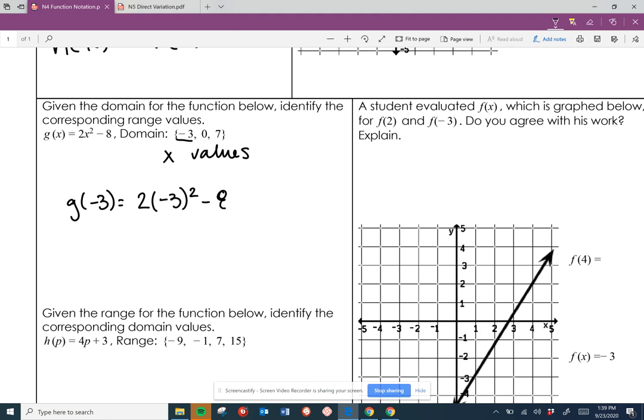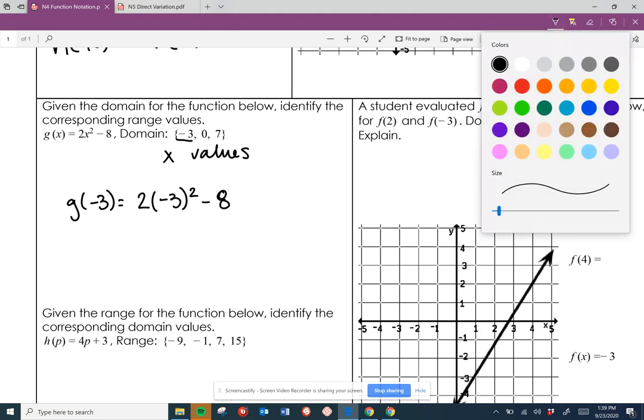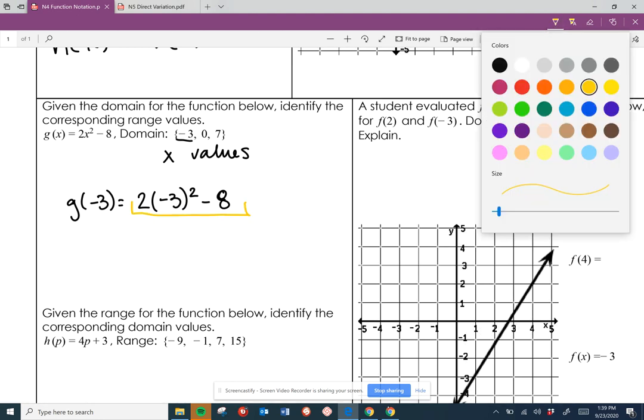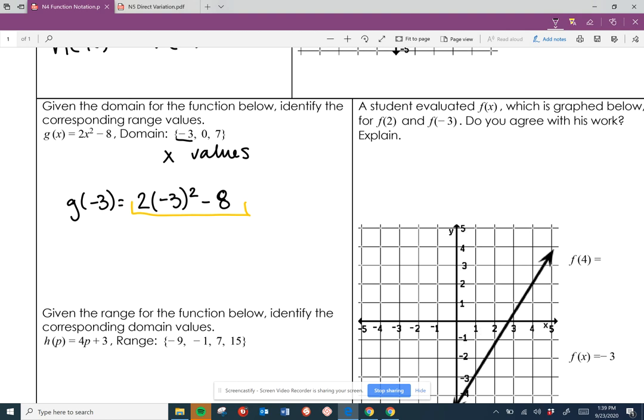And then, like I said before, you can either put everything after the equal sign into a calculator, or you can solve it by hand. Either one is completely fine. If you are solving it by hand, you want to remember to use the order of operations. So that would give you negative 3 squared would be positive 9 times 2 is 18 minus 8. So that would tell us that g of negative 3 is 10.